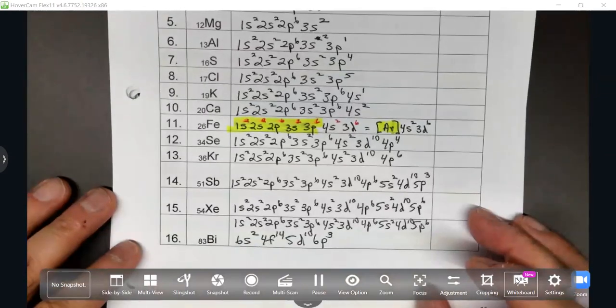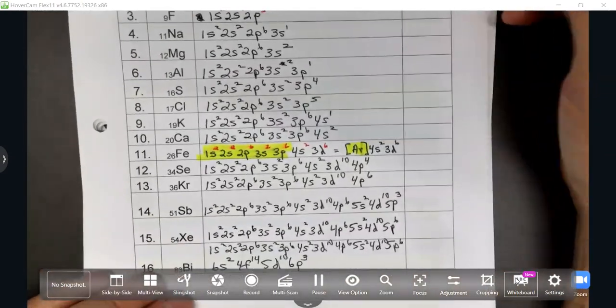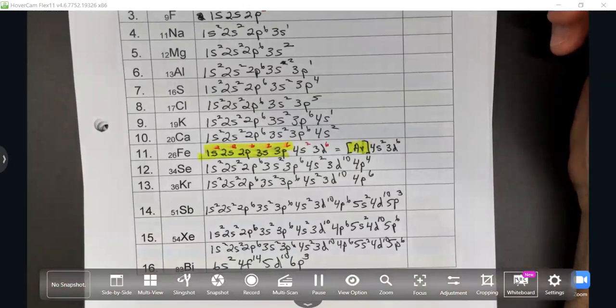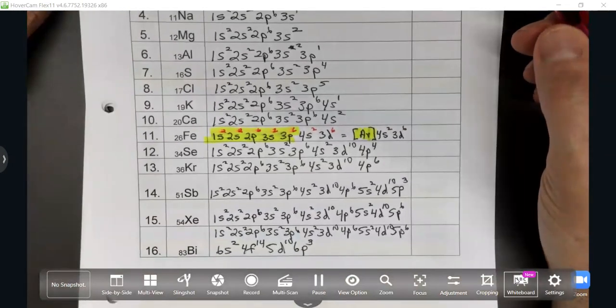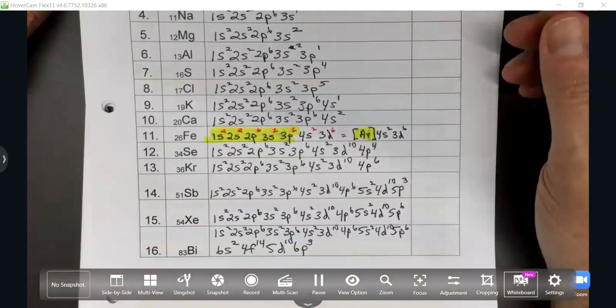Then we wrote out electron configuration notations. We completed the blank periodic table. And yeah, that's kind of where we left off here.